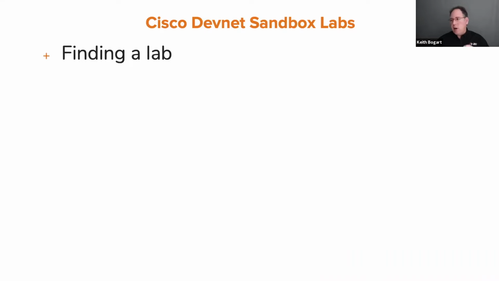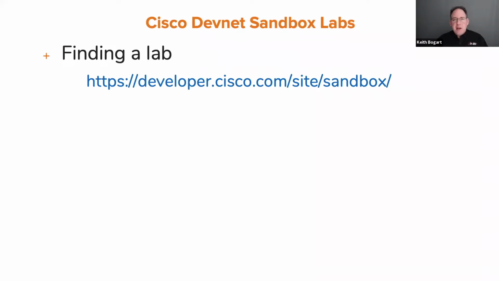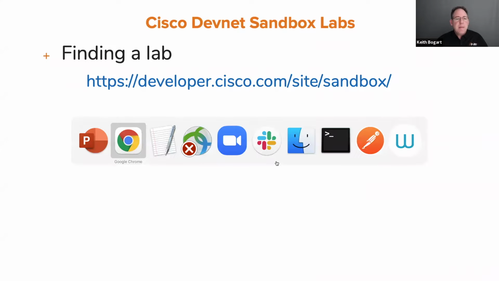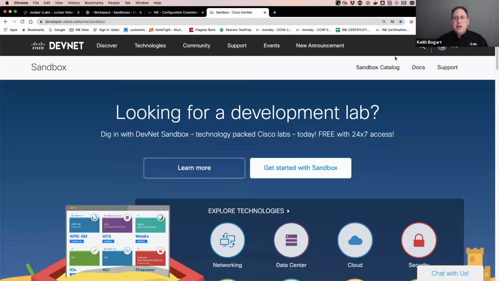All right, so number one, let's talk about finding a lab. If you weren't already familiar with this URL, you might want to grab a screenshot of that or something. developer.cisco.com/site/sandbox. Let me move something over here. Okay, and let's just take a look at what that looks like. So this is it.